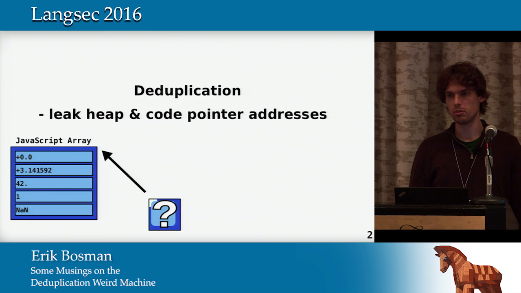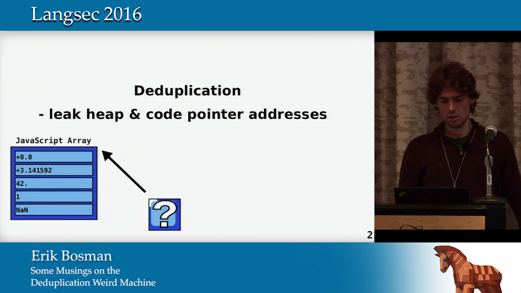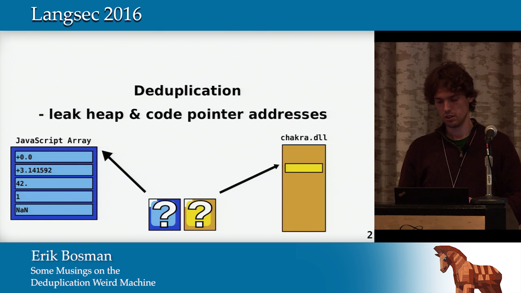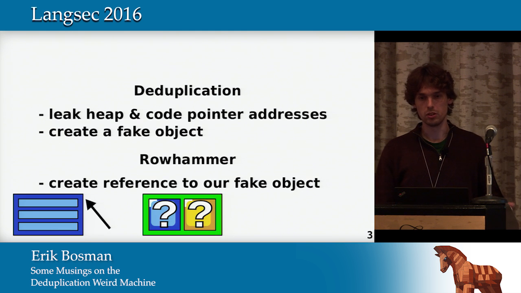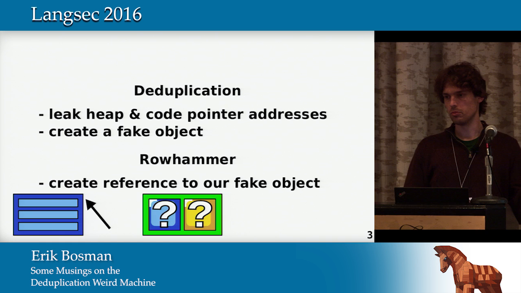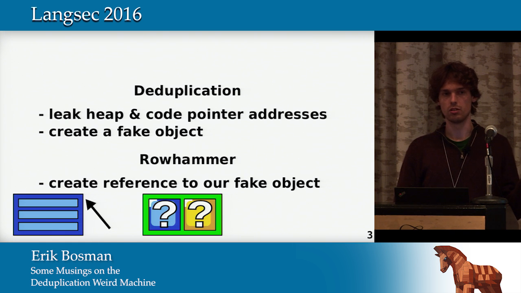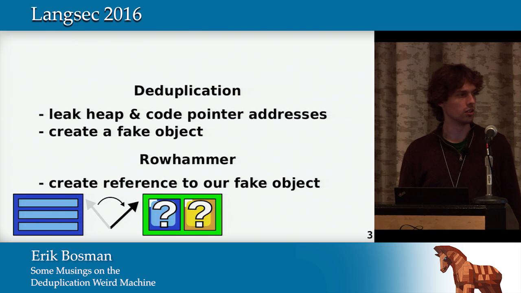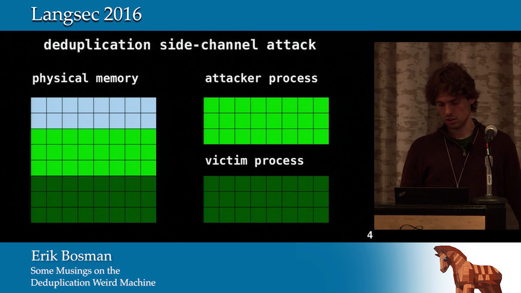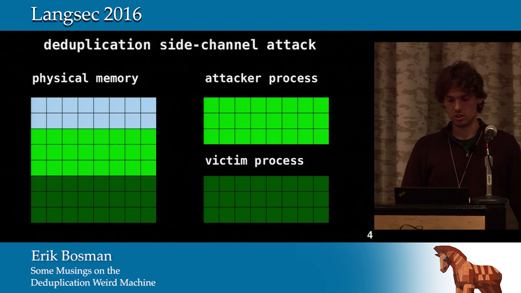In order to do our rowhammer attack, we need to leak some information. In this case, a heap pointer pointing to data we control, and a code pointer to the JavaScript library itself. And in our exploit, we pack this into a fake object, and then we use rowhammer to flip a bit in a pointer from one real object to our fake object, and from that we can achieve an arbitrary read-write primitive. But in order to leak this information, we'll be using a memory deduplication side channel attack.